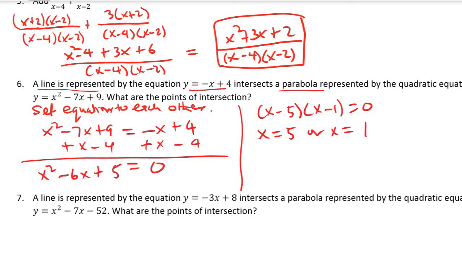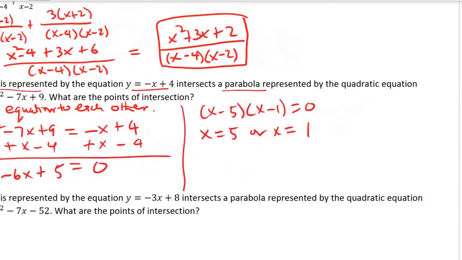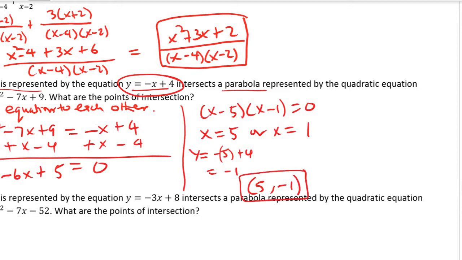You need to plug it in to get the y coordinate. Okay, so let's plug it in. We're going to plug 5 in. So when x is 5, y equals negative 5, I'm plugging into this one I circled, plus 4, which is negative 1. So one of the coordinates is x is 5, y is negative 1. That's one of your answers. That's a point of intersection.